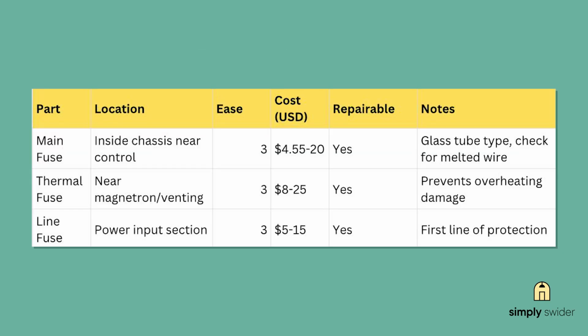The internal fuse is usually your cheapest fix. You're looking at anywhere from about 5 to 60 bucks depending on the type. Main fuses, line fuses, thermal fuses, they all serve the same basic purpose of protecting your microwave from electrical damage. You can find these at appliance parts stores or order them online.